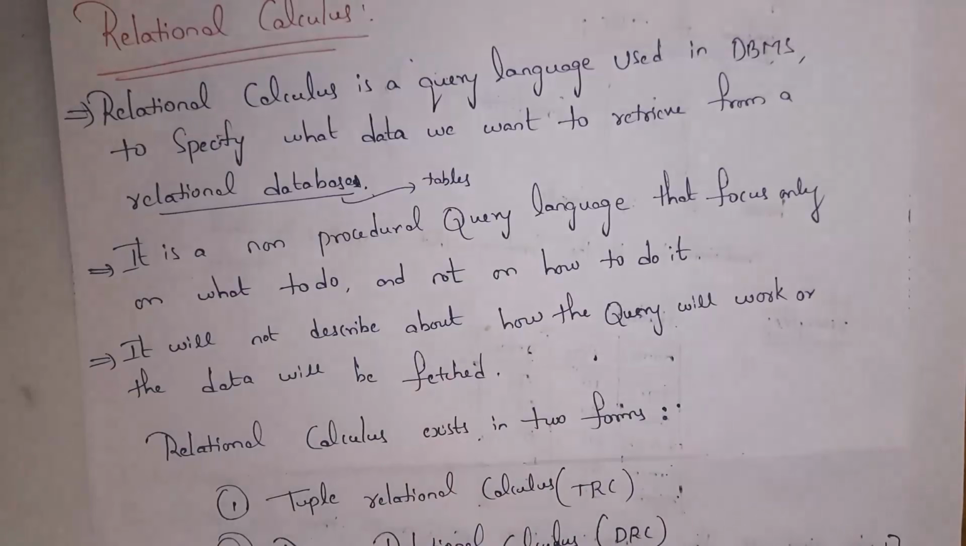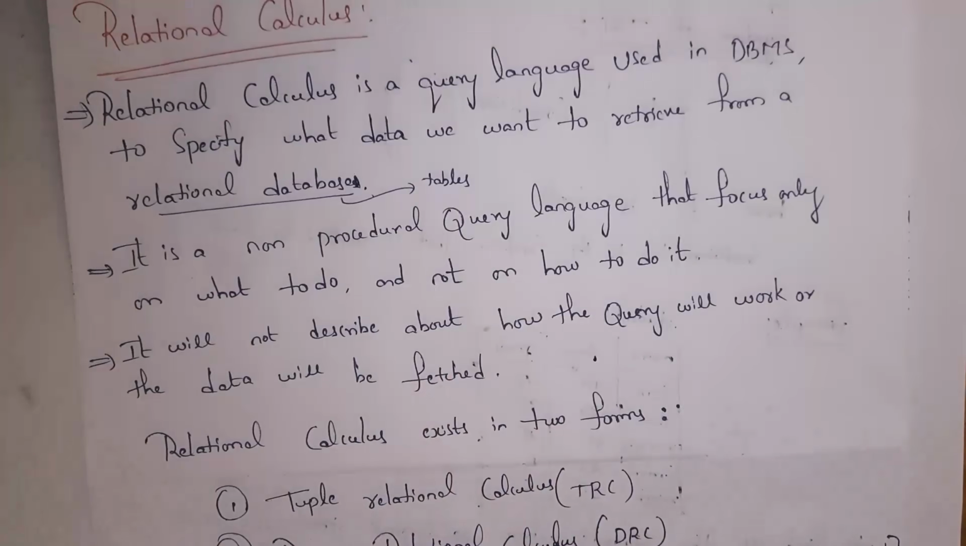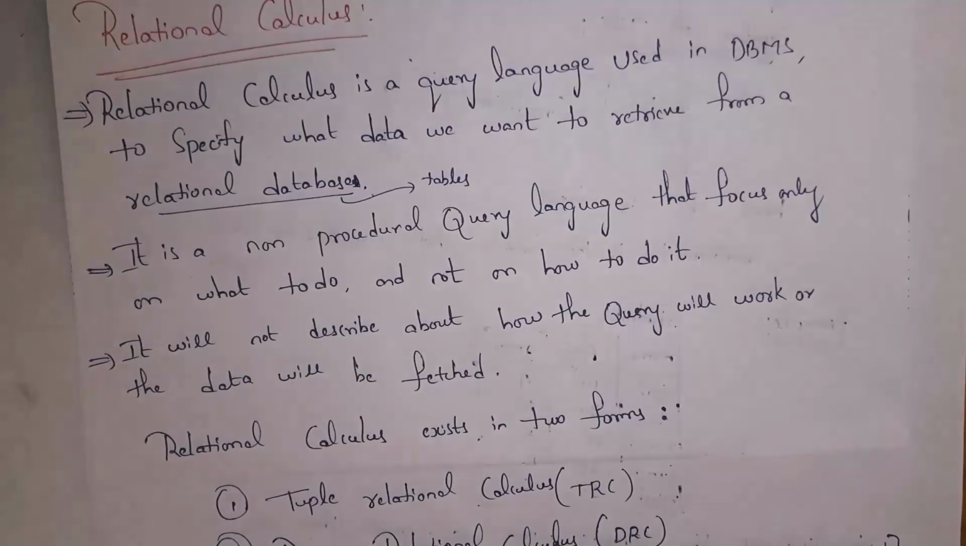This relational calculus is a non-procedural query language that focuses only on what to do and not how to do it. For example, relational algebra is a procedural query language. Procedural query language means it focuses both on what to do as well as how to do it. Whereas relational calculus is a non-procedural query language, which means it focuses only on what to do and does not specify how to do it.